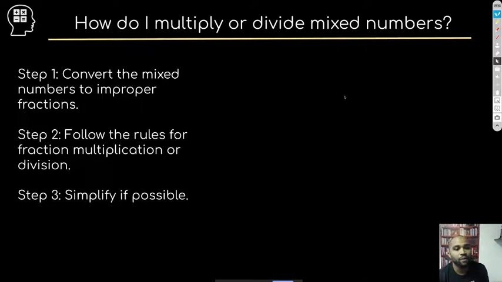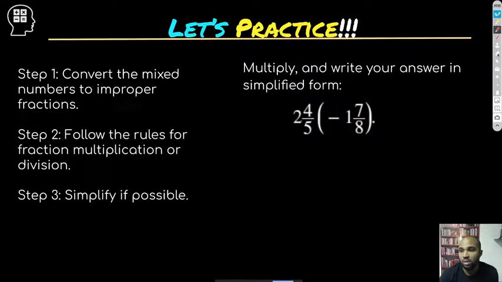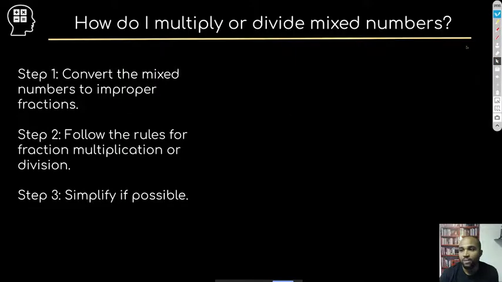3 steps. Convert the mixed number. So let me highlight some important pieces. We're going to convert this mixed number to an improper fraction. So we actually want it to be improper.